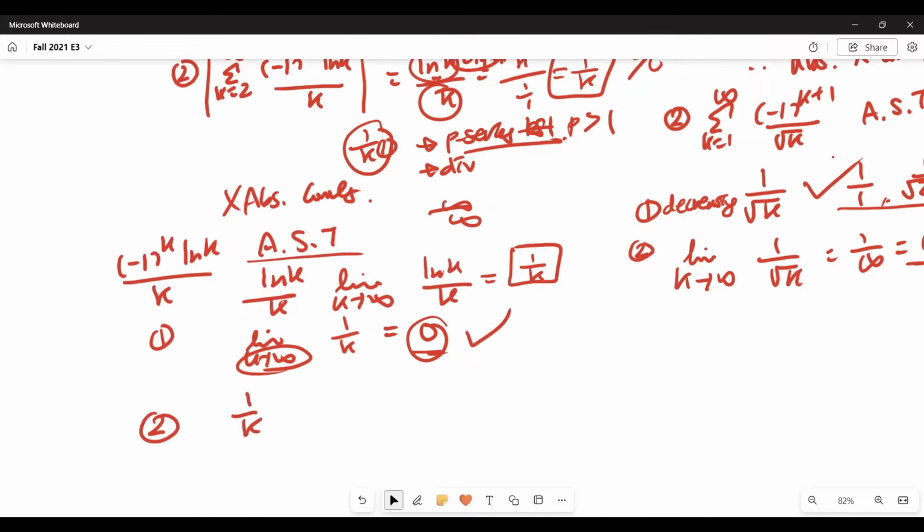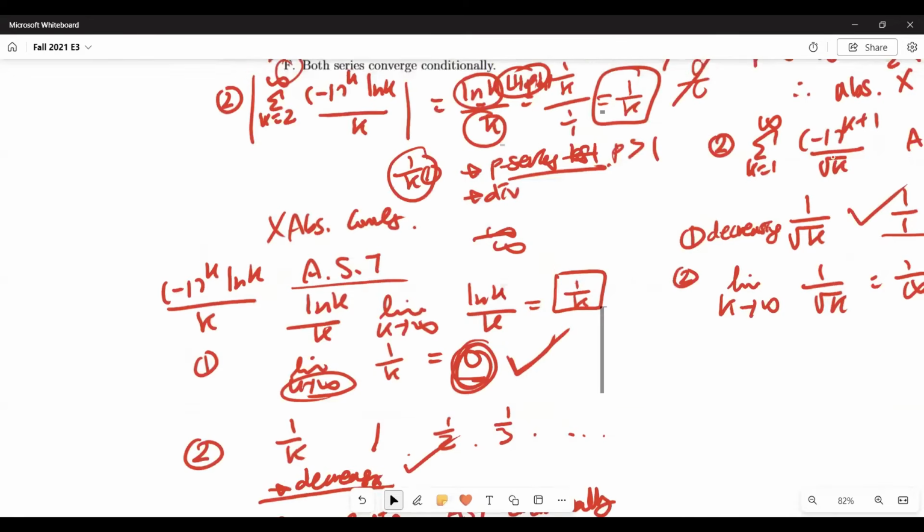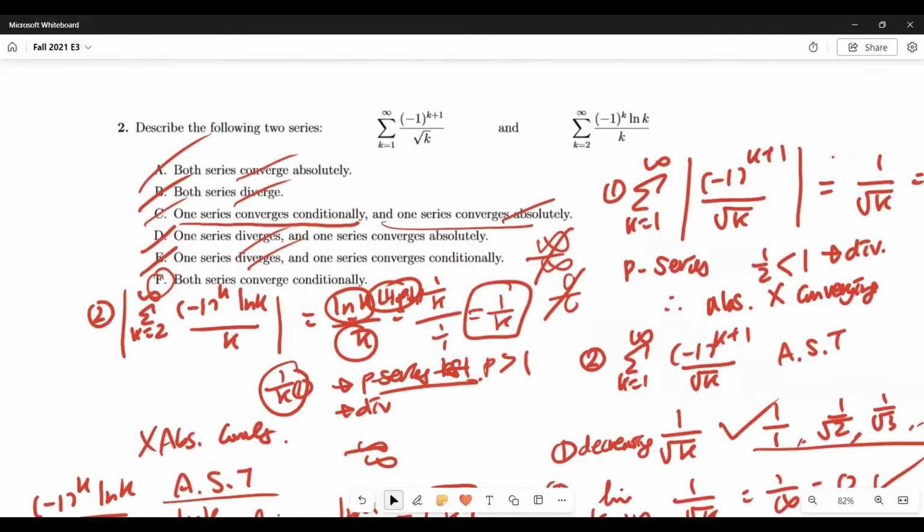And let's check whether 1 over k is decreasing or not. If you plug in k equals 1, it's going to be 1, k equals 2, 1 over 2, k equals 3, 1 over 3. So if you constantly put in bigger numbers, it's eventually going to go to 0, so it's going to be decreasing. So we know that this is decreasing and the limit as k goes to infinity equals 0, so it is converging by the alternating series test, and it's going to be conditionally converging, because we checked the absolute convergence and it was not converging absolutely. So that's why the answer is F.